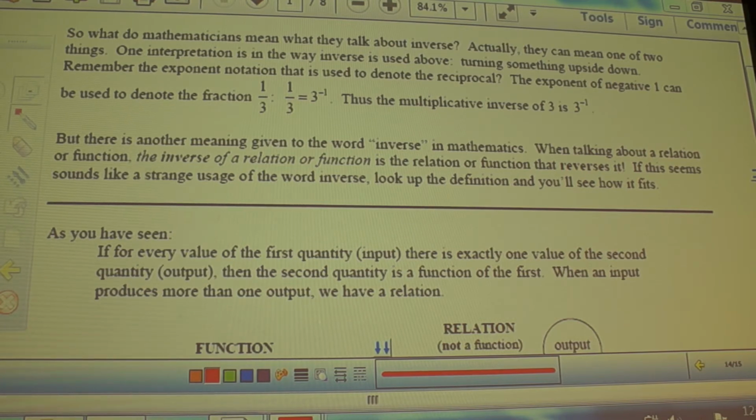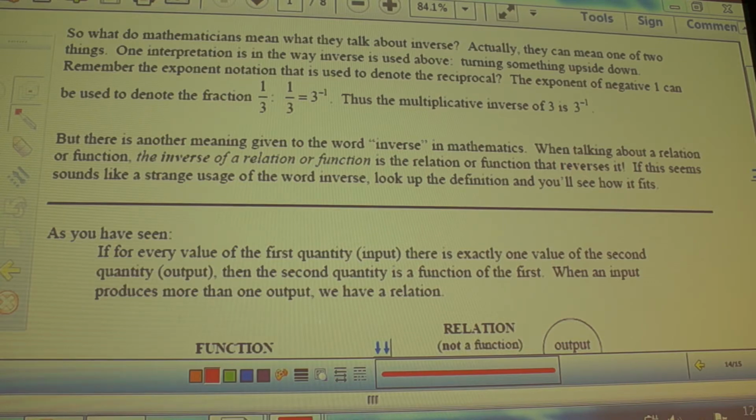Keep going. But there's another meaning given to the word inverse in mathematics. When talking about a relation or function, the inverse of a relation or function is the relation or function that reverses it. If this sounds like a strange usage of the word inverse, look up the definition and you'll see how it fits. Right, so the idea is an inverse kind of undoes something. So the inverse of multiplication is division. The inverse of addition is subtraction.